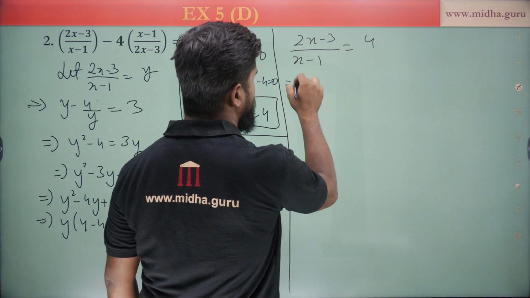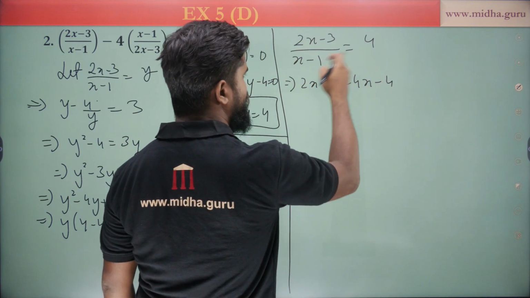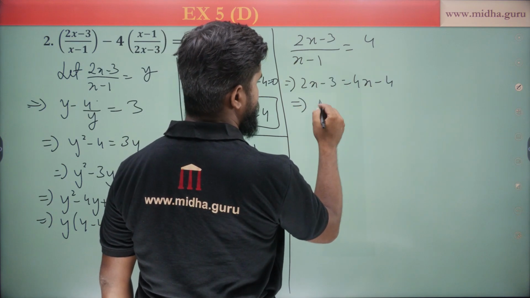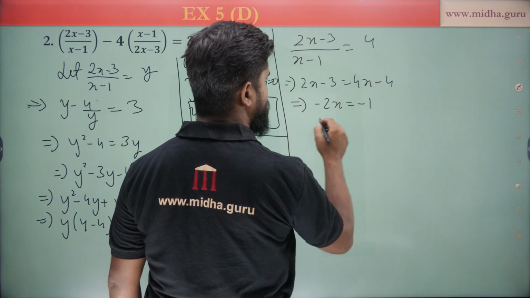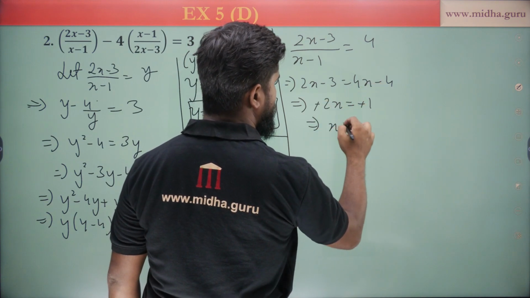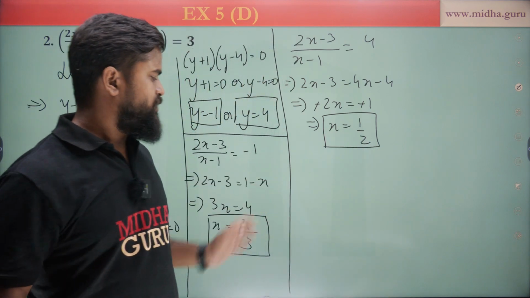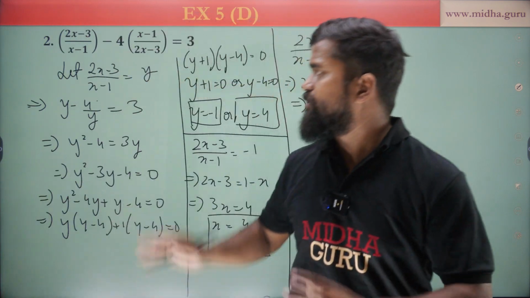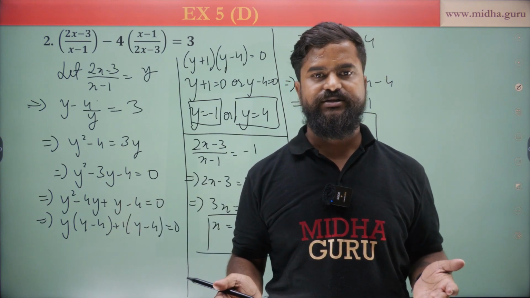Now for the other value, we will solve 2x minus 3 is equal to 4x minus 4. I bring 4 to this side and take 3 to the other side. I get minus 2x is equal to minus 4 plus 3, minus 1. So x will be equal to 1 by 2. So these are the two values for x for the given equation. Let's move on and look at the next question.